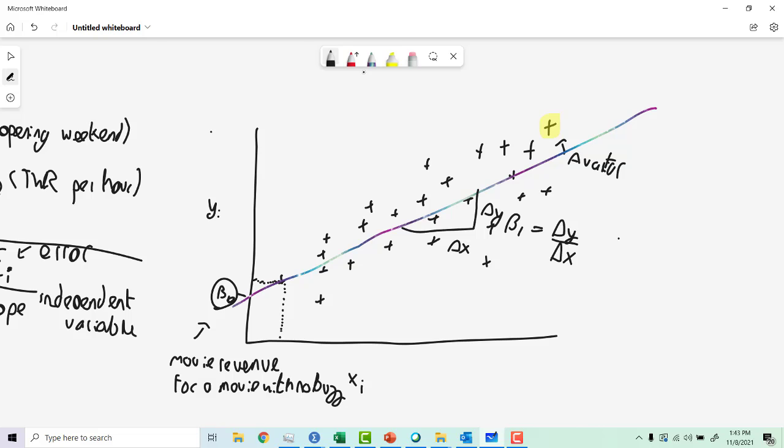And the final thing, what are my errors? Well, in any business problem, regression is not going to be perfect. So these are just the residuals.